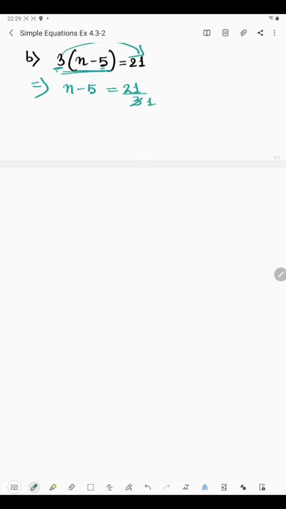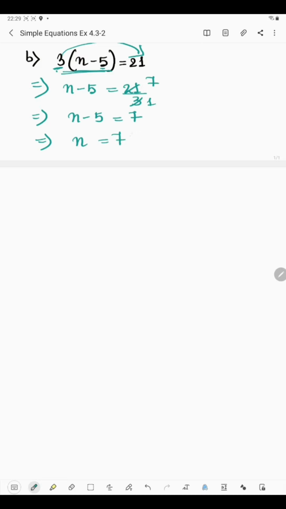So 3 1s are 3, 3 7s are 21. So n minus 5 is equal to 7. Now you will have to find the value of the variable, which is n. So minus 5 will be transposed to the other side. So minus 5 will be plus 5. See, 7 will remain the same on the right hand side.